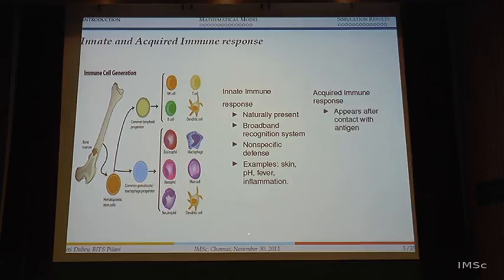The acquired immune response comes into the picture for specific antigens, and it has vast diversity in the sense that it can recognize different antigens in the body. As I said earlier, it is specific to particular antigens. Antibodies and cytotoxic lymphocytes are examples of this kind of immune response.